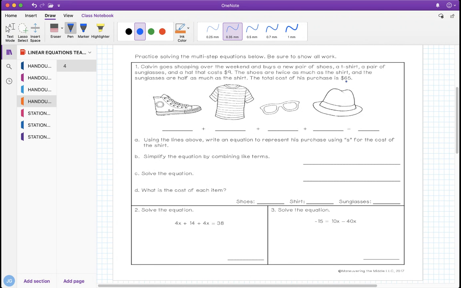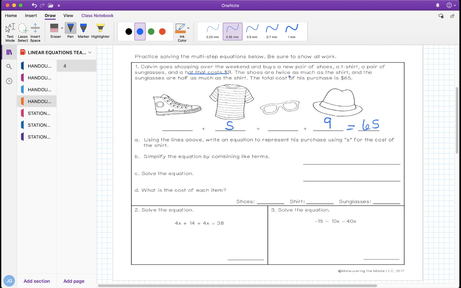So I can tell right now the easiest thing is my total cost. So everything he spent for everything was $65. So that's after my equal sign there. I also see that they gave the cost of the hat, which was $9. But that's about it. Everything else is unknown. I don't know how much the shoes are, the shirt are, or the sunglasses are. But they didn't mention much about the shirt. So since they didn't say much about that, I'm just going to call that a single variable of S.